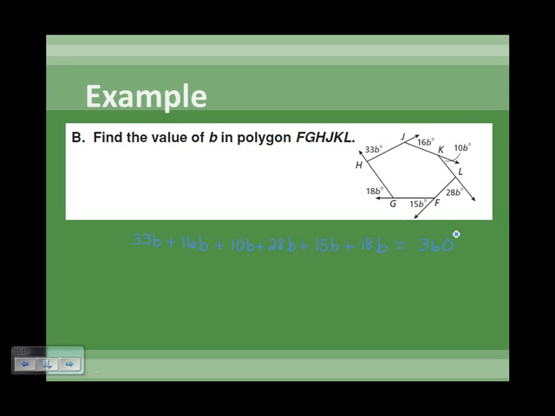So I'm going to do 33 plus 16 plus 10 plus 28 plus 15 plus 18. Oh, and I missed a number. 33 plus 16 plus 10 plus 28 plus 15 plus 18. All right, so we get 120B is equal to 360, and then of course if we divide both sides by 120, we get the value of B is equal to 3, and that's what we were commissioned to find. It said find the value of B.